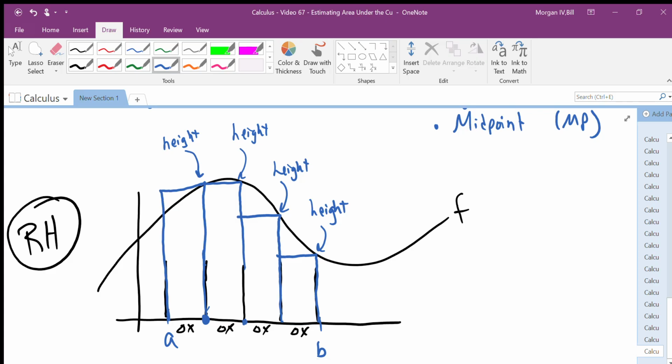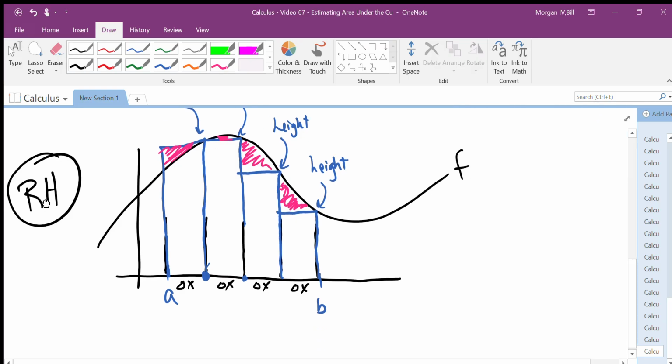The midpoint method would be you take the midpoint of every rectangle and determine the height based on that. Now, let me go back to my right-hand side. I've overestimated in my first one, under in my second one, under in my third, and underestimated in my fourth. Probably because my picture is a little bit off, I'll have a little bit more of an underestimation for this one.